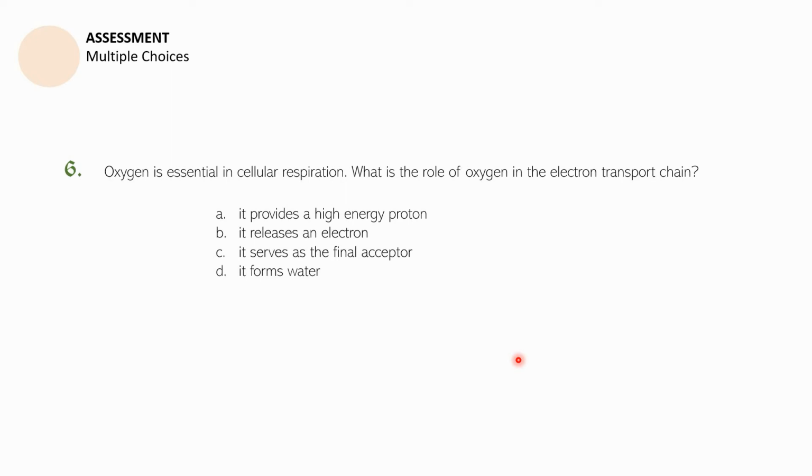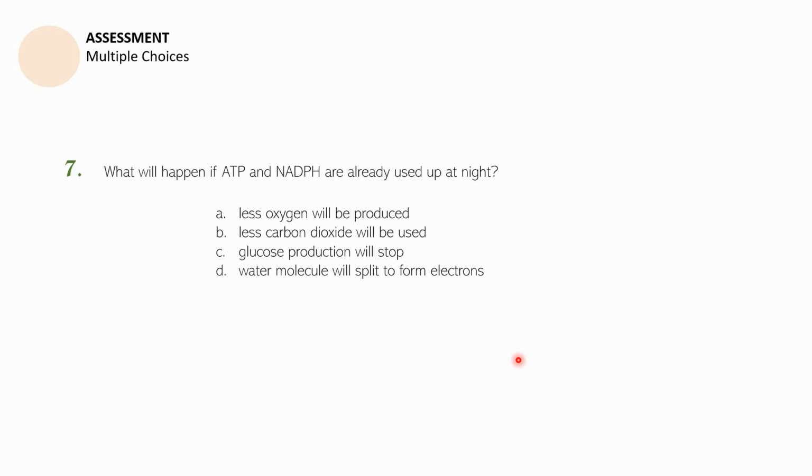You may pause this video to get more time. If you have decided to continue, that means you are ready for the next question. Question number 7. What will happen if ATP and NADPH are already used up at night? A, less oxygen will be produced. B, less carbon dioxide will be used. C, glucose production will stop. D, water molecule will split to form electrons.